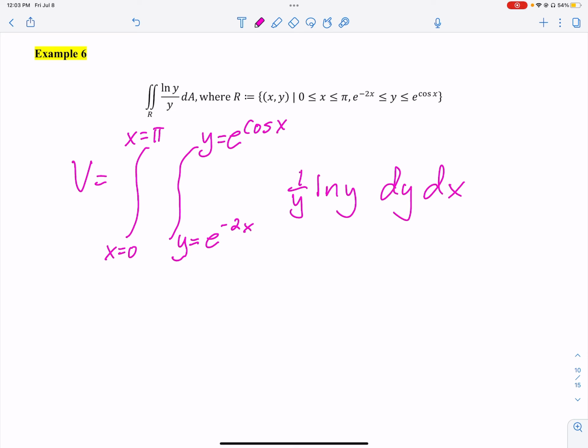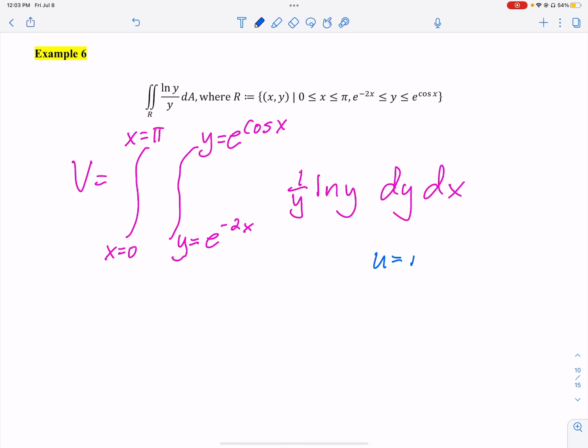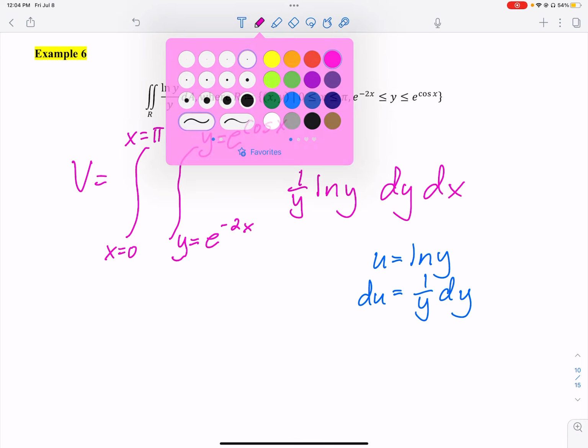We want to do a u sub. There's no way to integrate that the way it is. So our u sub is going to be u = ln of y. The reason I picked that is because when I do du, I know that the derivative of ln of y is 1 over y dy. That actually covers almost the whole problem. Makes it very, very easy for us.